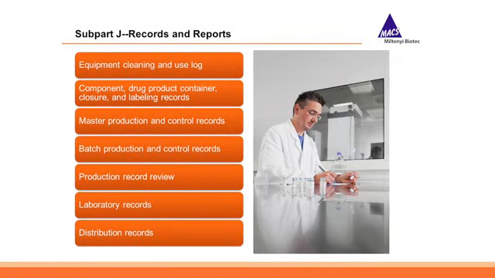This is once again the FDA CGMP guideline. The components, drug product containers, closure and labelings should be recorded. There have to be master production and control records in place. But not only there have to be master records, but also the production of each batch has to be recorded and controlled. Then there should be a production record review. And this has to be done by, of course, the control laboratories, which should definitely record their efforts. And finally, distribution records have to be filled in.